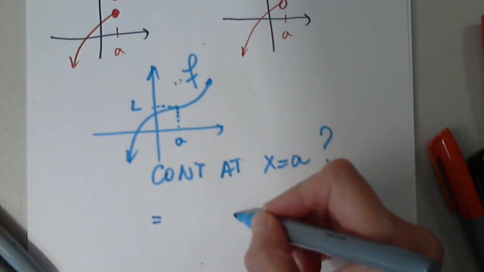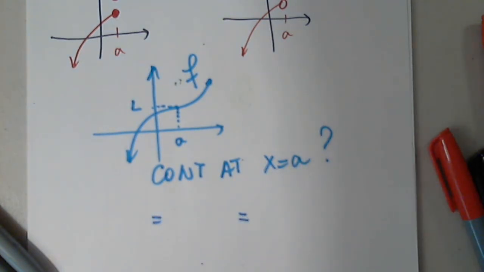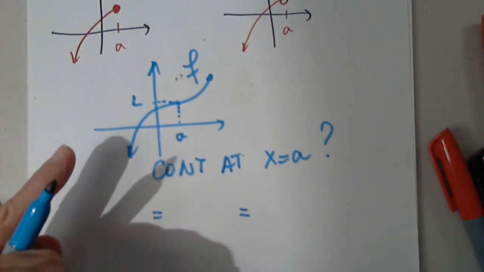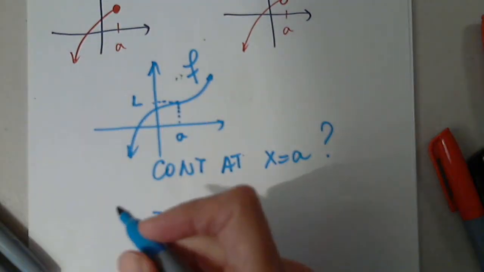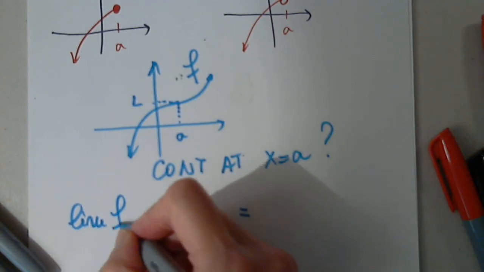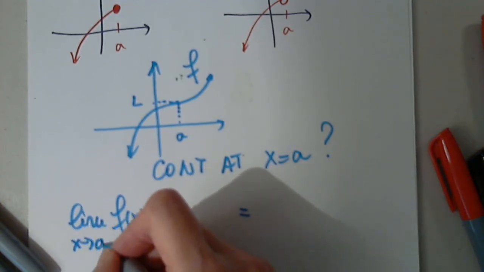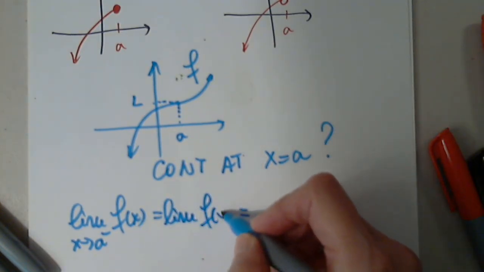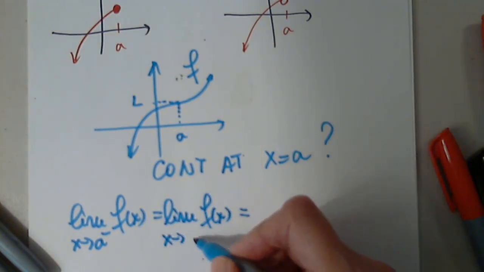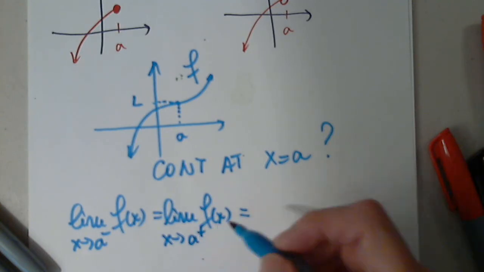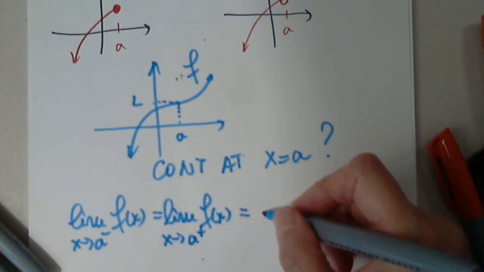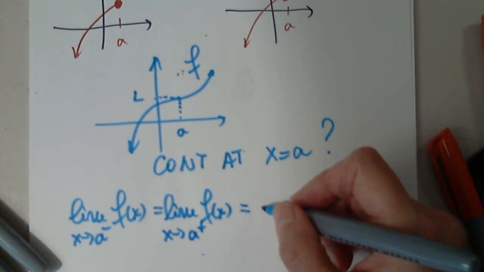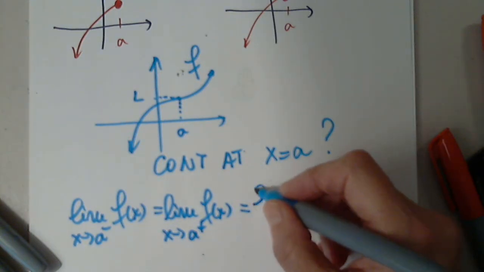Three different quantities have to be the same. The limit from the left must equal the limit from the right, and definitely must equal L.